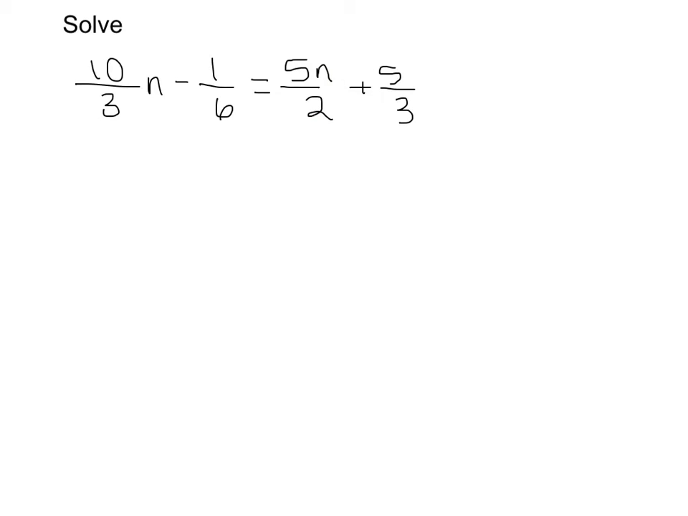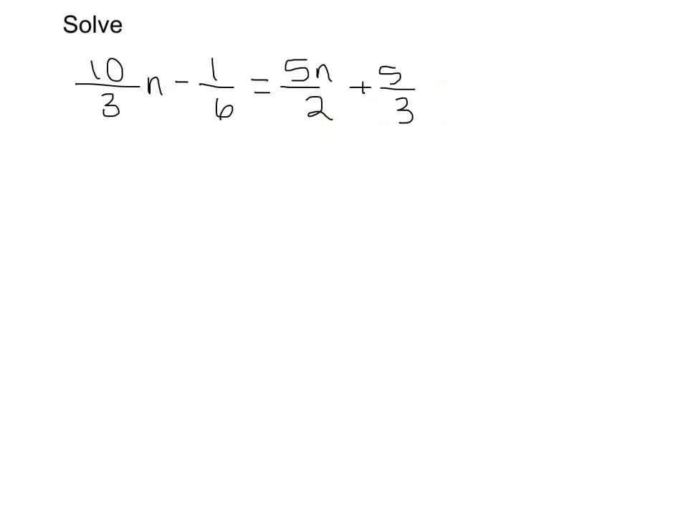Now, there's a number of ways to solve this problem, and so we're going to go through two possible ways in this video. There's the traditional method, and that's how we're going to start. We're going to start by adding or subtracting so that our variables are on one side of the equation, and then our constants are on the other side of the equation.